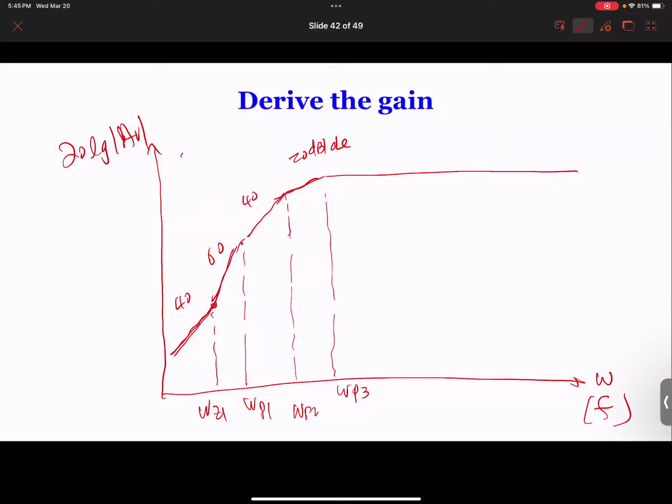For high frequency response, it's interesting because for high frequency response, typically you will have only poles, no zeros.